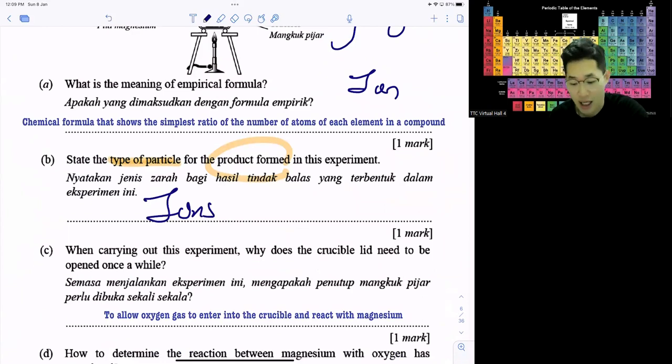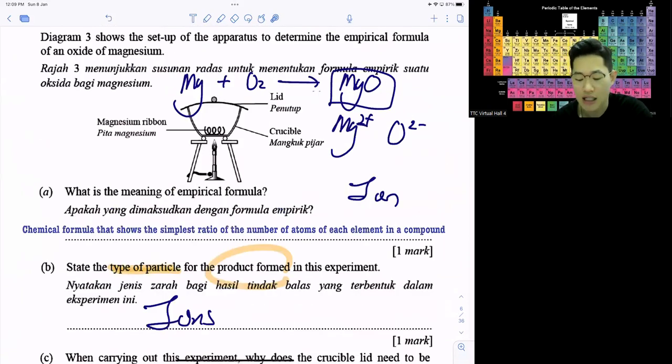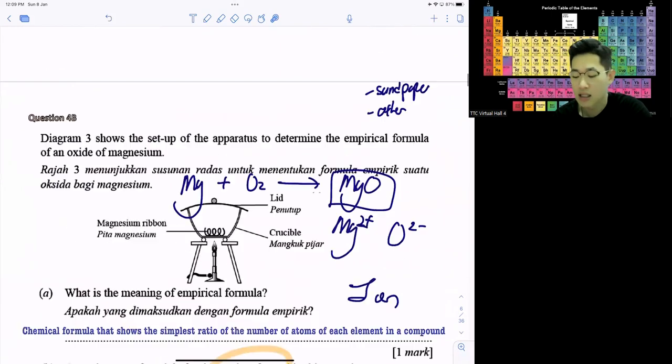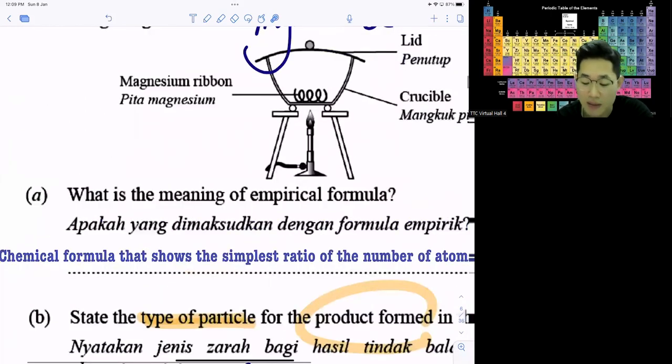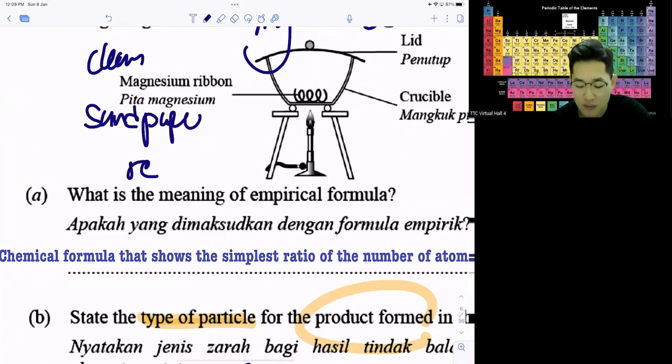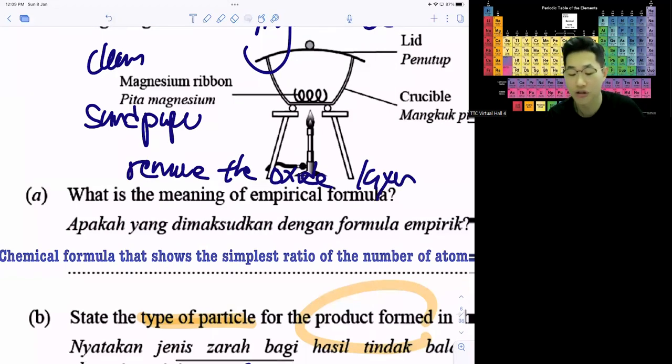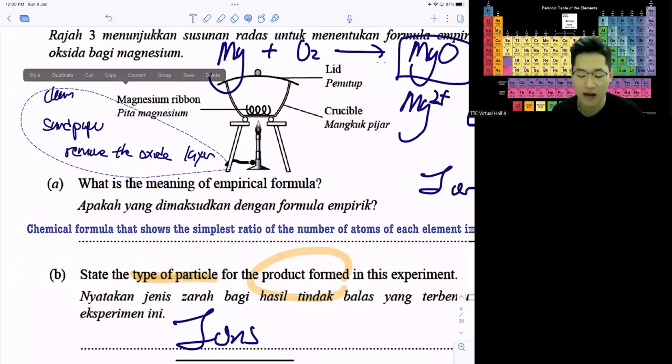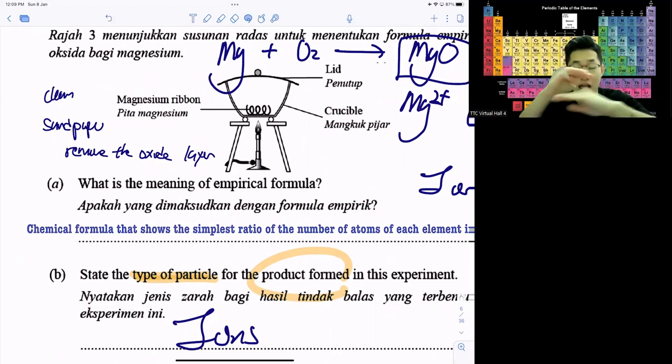Just like that. Okay, so before we start heating the magnesium, they can ask you a question, which is why we have to clean it with sandpaper. Before you heat the magnesium, you have to clean it with sandpaper. Cleaning with sandpaper is to remove the oxide layer on the magnesium ribbon. When it has been left for a long time, it will oxidise. There is a layer of oxide on the magnesium, so you have to use sandpaper to rub it off. Okay.